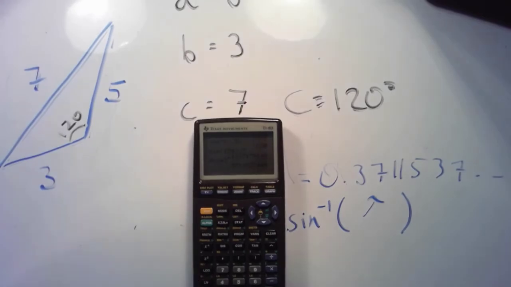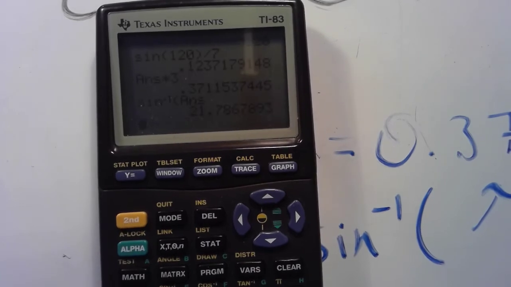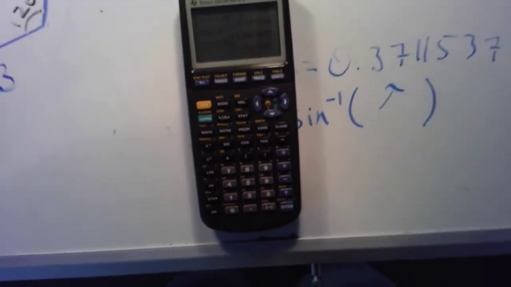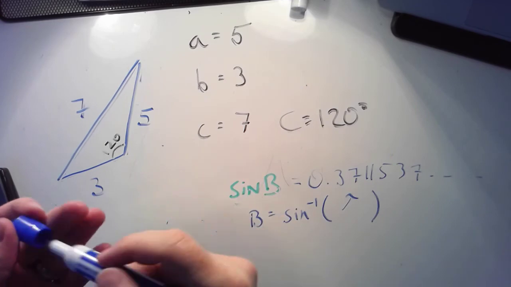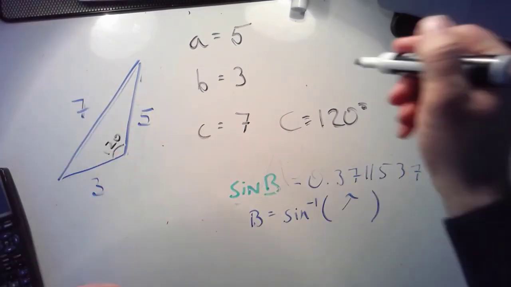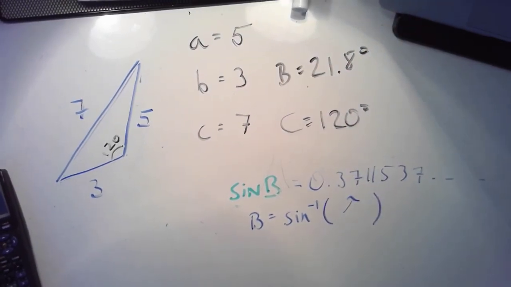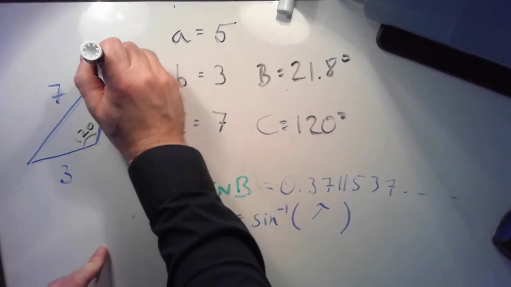So that is what I shall do. The inverse sine of this number is 21.7867. Now, I believe the instructions in the problem say to round the angles to the nearest tenth of a degree. So that will be 21.8 degrees. That's angle B, 21.8 degrees. B is 21.8 degrees. And angle B is the one opposite side B, which is 3. So that's this one right there.